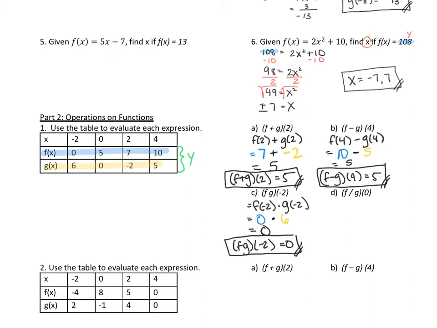Voila. And then lastly, we have f divided by g of 0. So this is f of 0 divided by g of 0. So when 0 is our x value and we do f divided by g, what do we get? So let's see. When x is 0, the y value for f is 5. And when x is 0, the y value for g is 0. So we have 5 divided by 0.